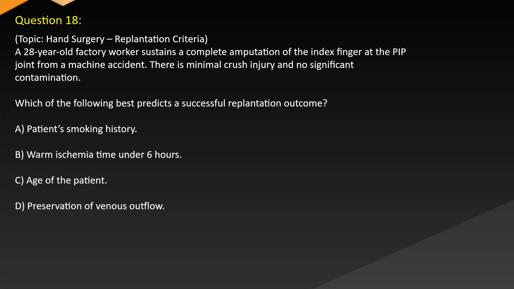A. Patient's smoking history. B. Warm ischemia time under 6 hours. C. Age of the patient. D. Preservation of venous outflow.